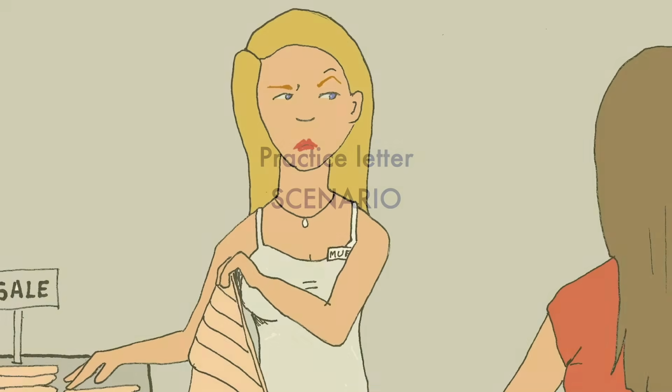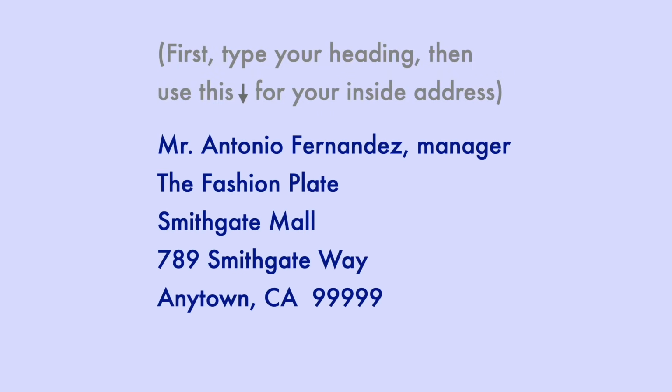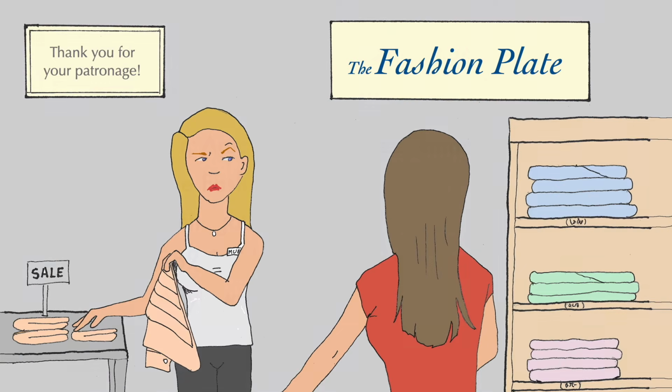Now, here's a scenario about which you can write a practice letter. You'll be writing a complaint letter for rude service you received at a clothing store. First, type your heading and the date, then the inside address. You can use this for the inside address. Pause the video so you can do that. Done? Okay, so here's the scenario.